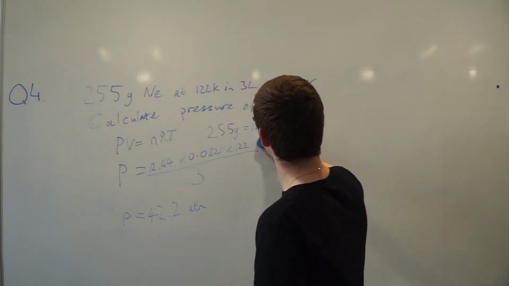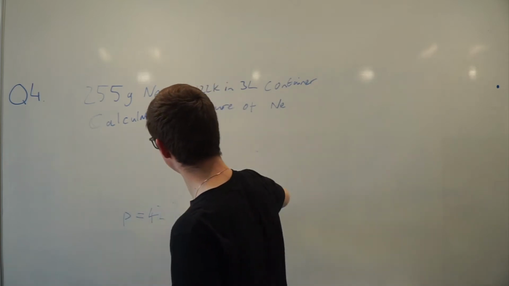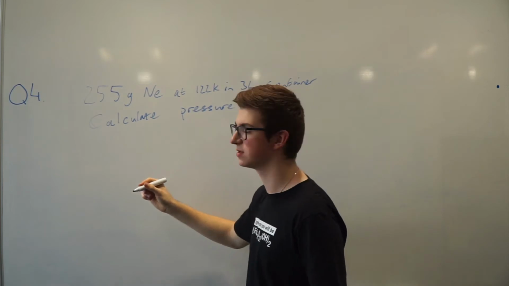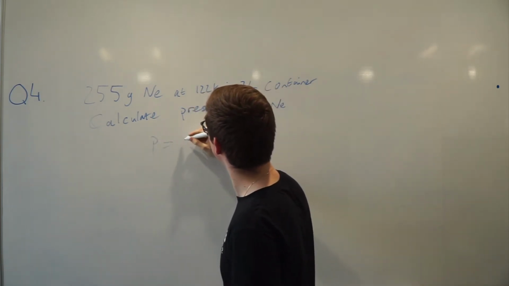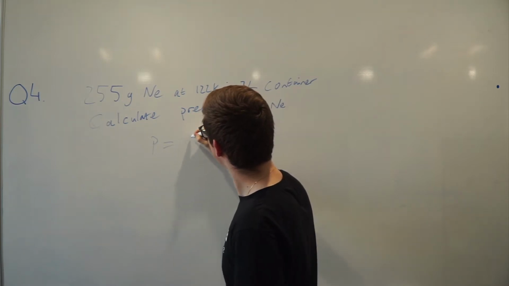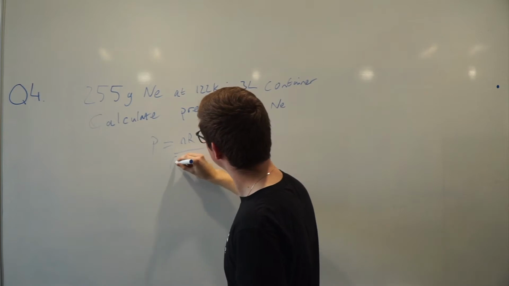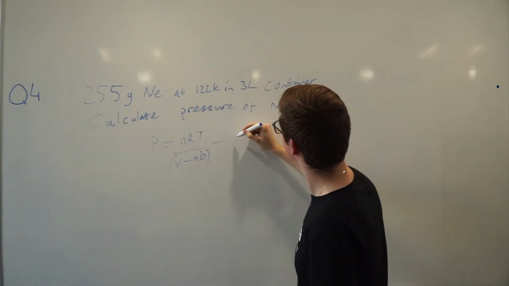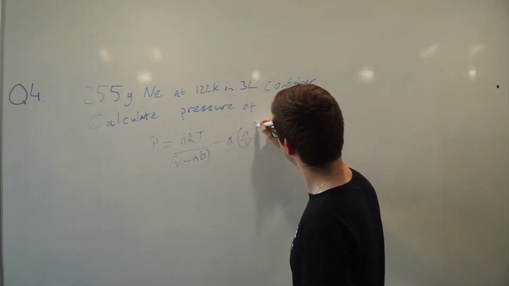Now, that is the calculation using the ideal gas law, or ideal gas equation, I should say. You can also do this using the Van der Waals equation, which is a bit more tricky and a bit more complicated. However, it is more accurate. And the Van der Waals equation is P = nRT divided by (V minus nb), minus a(n over V) all squared.